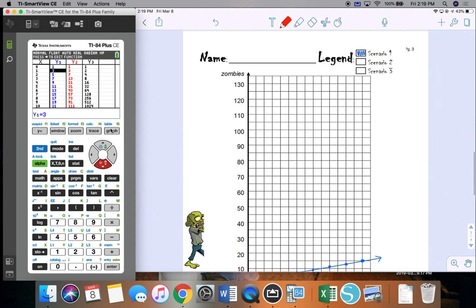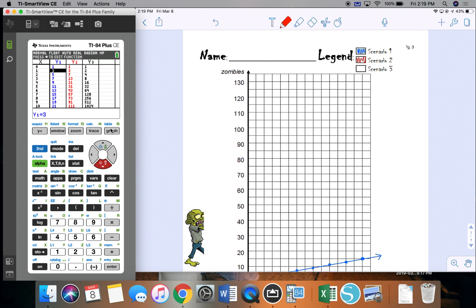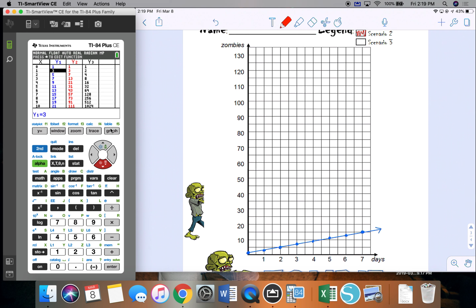Remember, you can pause this if you need. Scenario 2 was our quadratic. So we start at 1, 3, 7, 13, 21, 31, 43, and 57. We can see that looks like a nice U shape there.